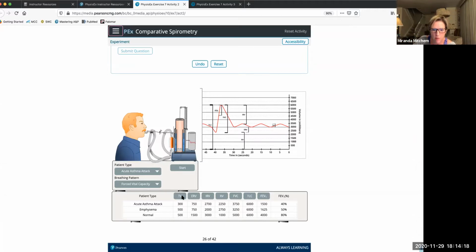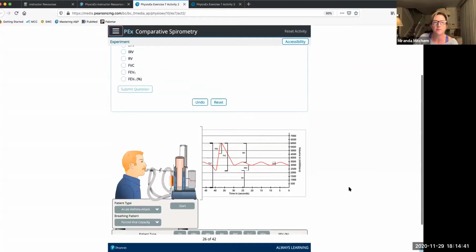So we do have a reduction in tidal volume in the ERV, just a little one in the inspiratory reserve, 3,000 to 2,700. Our residual volume is actually bigger in asthma. Our forced vital capacity is slightly decreased in asthma, and so is the FEV1.